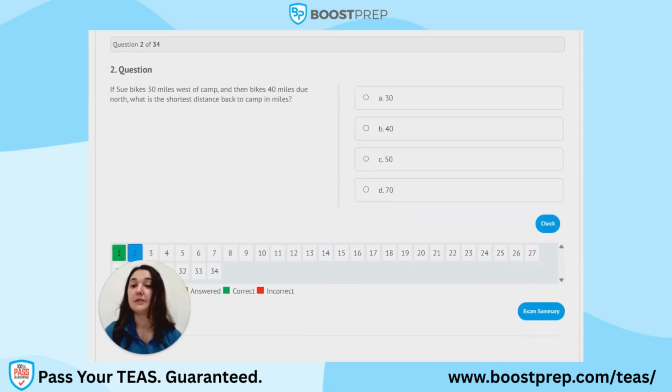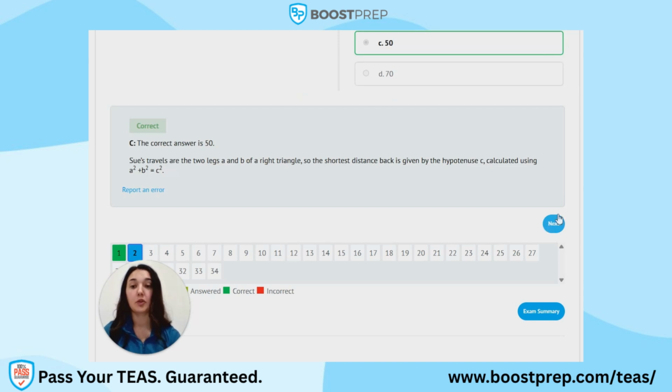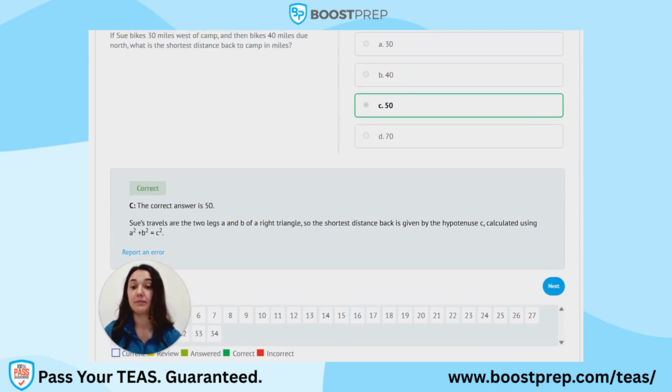Question 2. If Sue bikes 30 miles west of camp and then bikes 40 miles due north, what is the shortest distance back to camp in miles? A, 30, B, 40, C, 50, D, 70. The correct answer is C, 50.